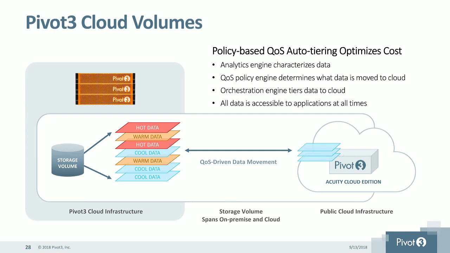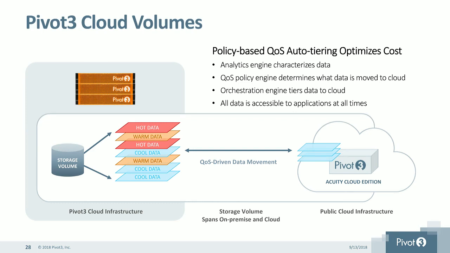And what we're doing here is we're extending that to incorporate the Acuity Cloud Edition. And so there's a single volume presentation on-prem, and then the system is automatically determining what data should reside on-prem and what data should be pushed out to the cloud. The example we have listed on the slide is pretty simple. It's the colder data being moved out, and then the warmer data being kept on-prem.